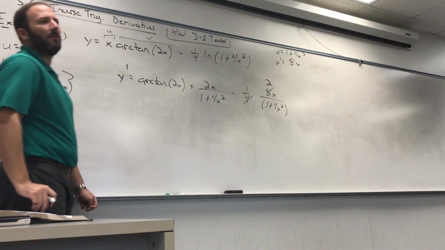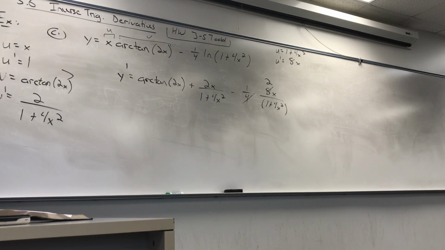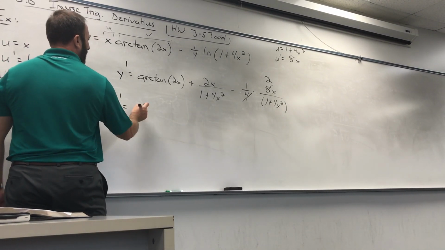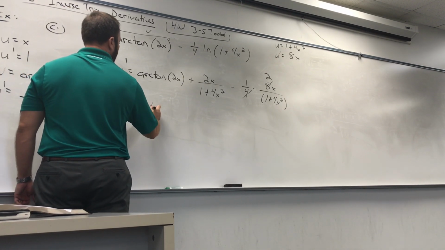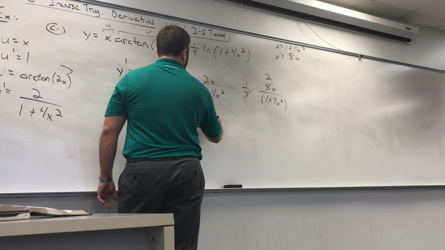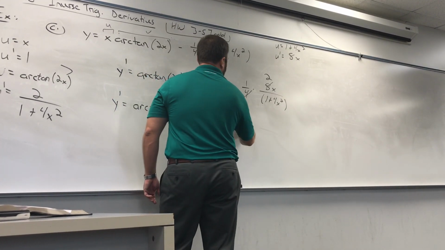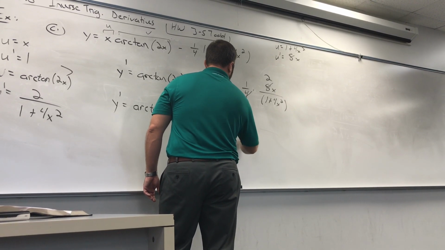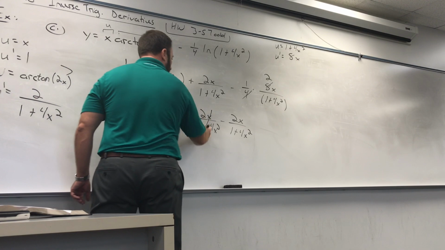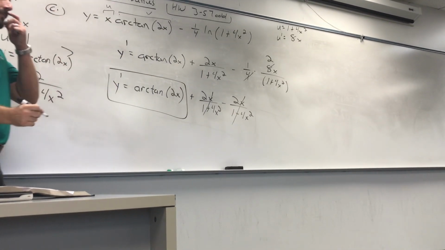Guys, what's our answer here? Good, good, good. Darshan sees it right away. So we got arctan 2x plus 2x over 1 plus 4x squared minus 2x over 1 plus 4x squared. That worked out kind of nice. Those guys are going to cancel each other off. So we're just left with arctan of 2x.